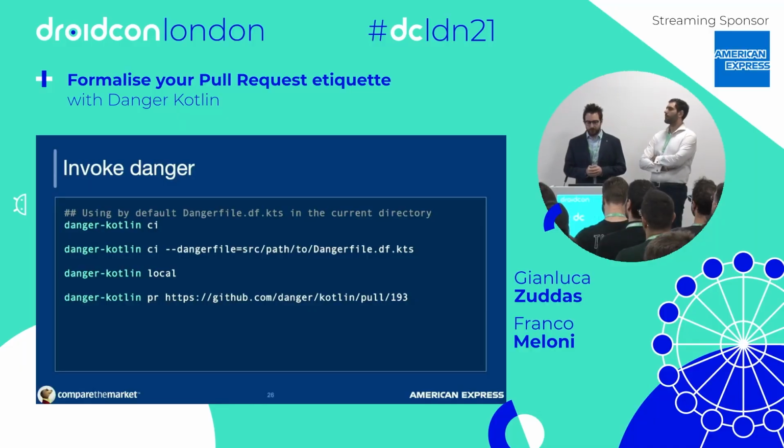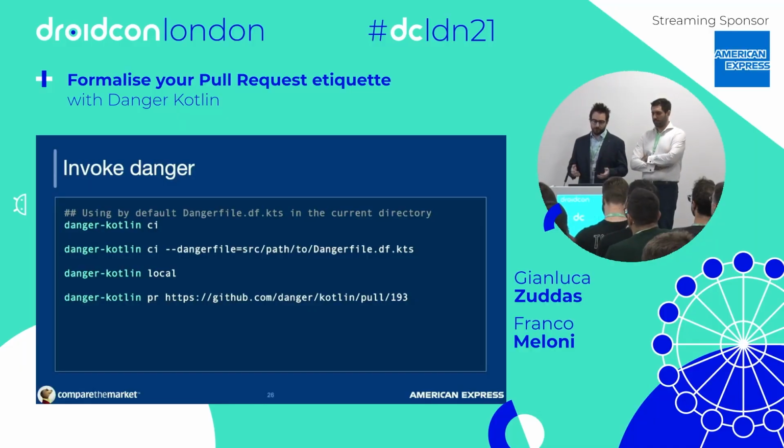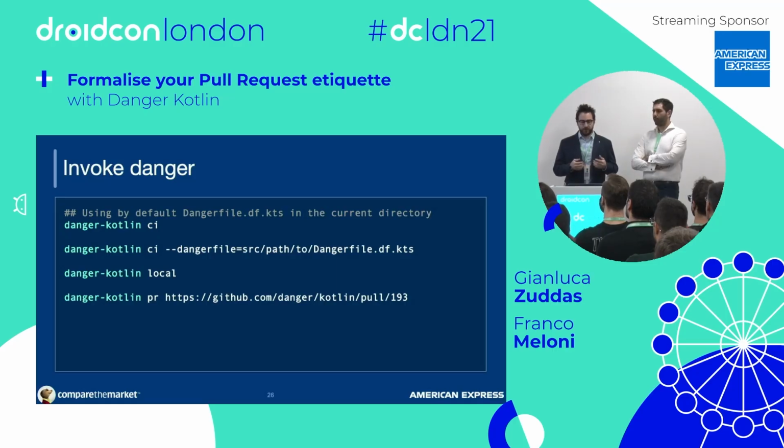Once you install Danger Kotlin, running it is really simple. If you are on CI, you just run danger-kotlin ci. It will automatically recognize which CI it is and get all the information from that CI. And you can optionally add the Danger file path to the command. If you want to run it locally, though, you can use danger-kotlin local, which will create the descriptor from the difference between your branch and the main branch, or you can get the description for an existing PR by using danger-kotlin pr.